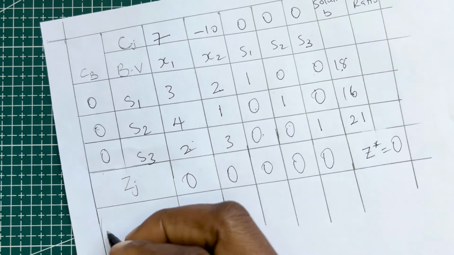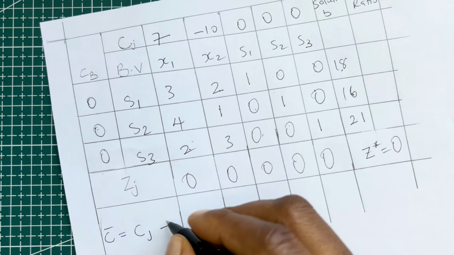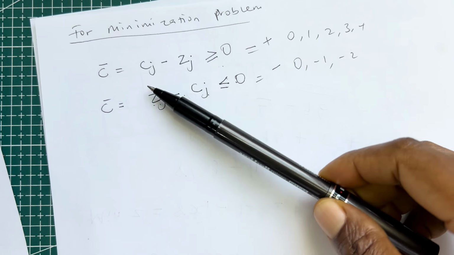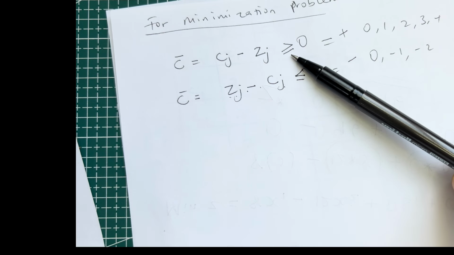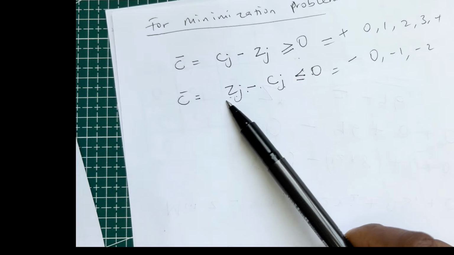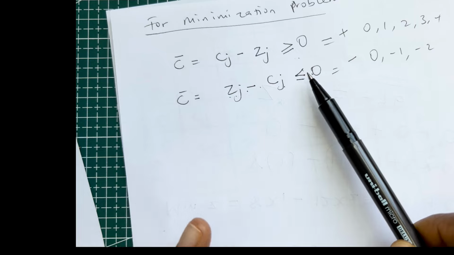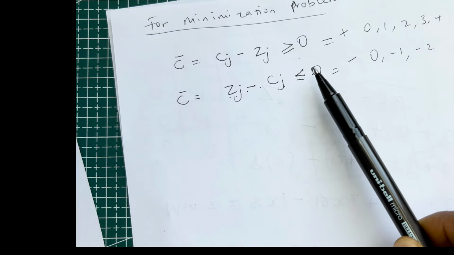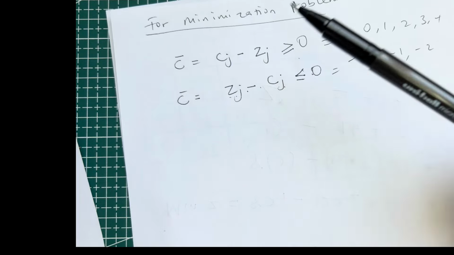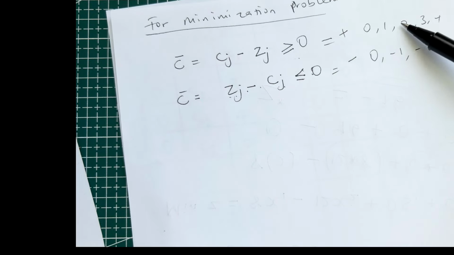The next is to find our reduced cost. To find the reduced cost, we have Cj minus Zj. For a minimization problem, we can use either formula. With Cj minus Zj, for us to reach optimality, the numbers must be greater than or equal to 0. If you're using the formula Zj minus Cj, for you to reach your optimal solution, the numbers should be less than or equal to 0. So with Cj minus Zj, everything tends to positive, which you have 0, 1, 2, 3, 4.